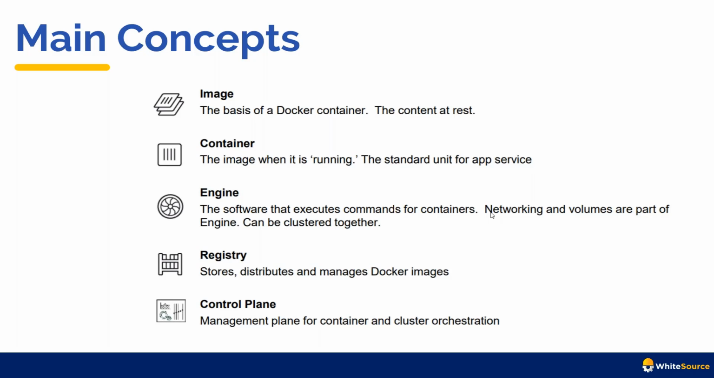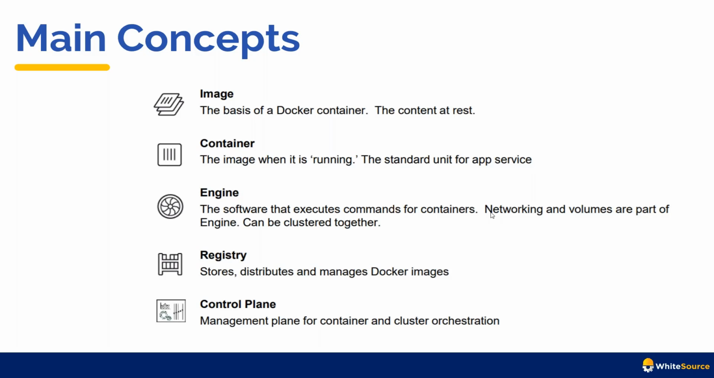The first one is an image. The image is the basis of the Docker containers. We're talking about containers in general, but of course the famous one and the most adopted one today is Docker. The idea is actually the same for all types of containers. An image is actually the content at rest. This means that it's the set of commands that contribute to the container.